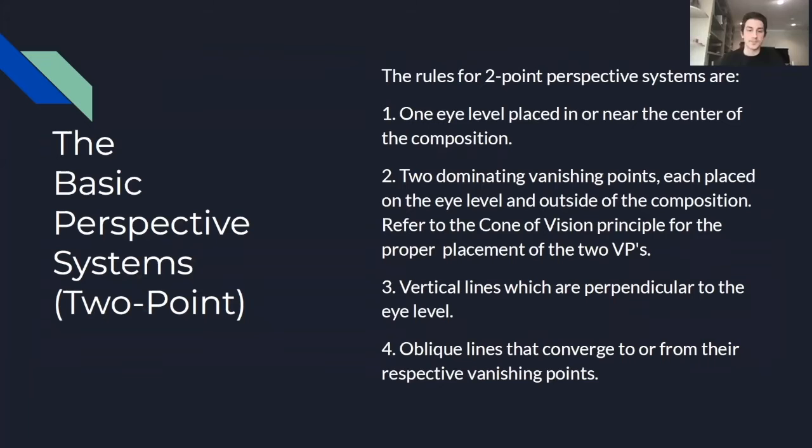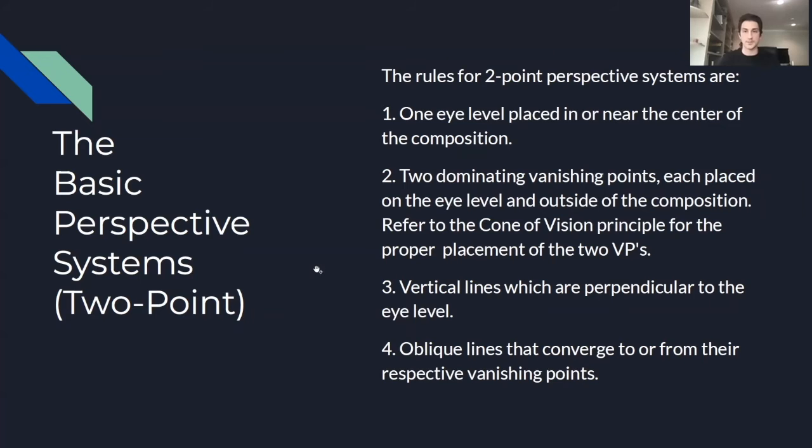Now, for our next step in our perspective system, we'll be moving to 2-point perspective. Some similar rules: 1, our eye level is placed in or near the center of the composition. 2, have 2 dominating vanishing points placed on the eye level, but outside of the composition. And we'll have to refer to the cone of vision principle so we can get a proper placement for the 2 vanishing points. Next, we have our vertical lines perpendicular to the eye level. And lastly, our oblique lines must converge to their respective vanishing points.